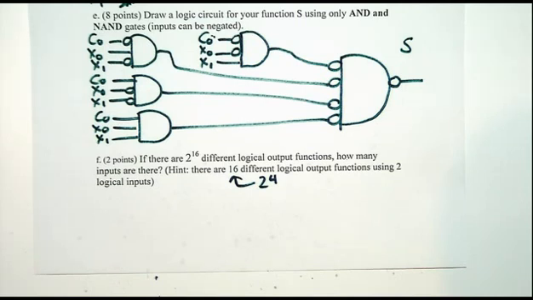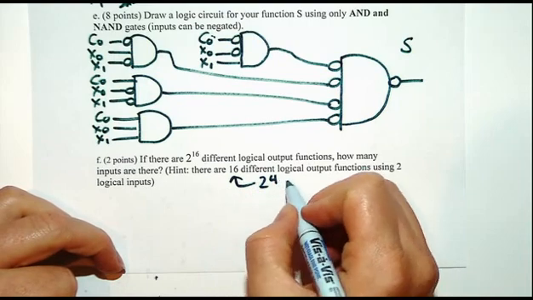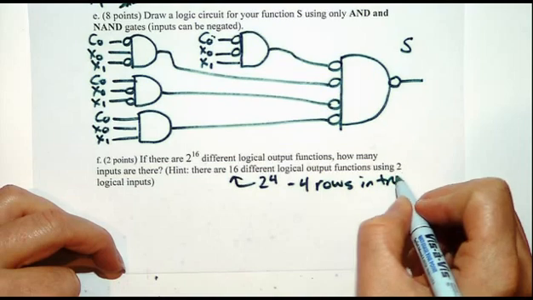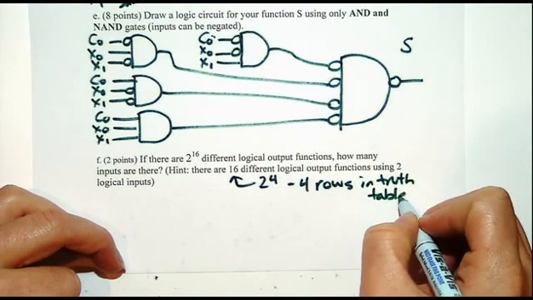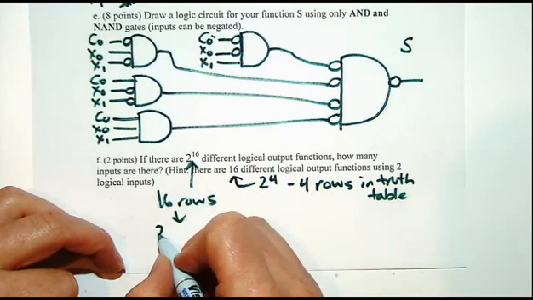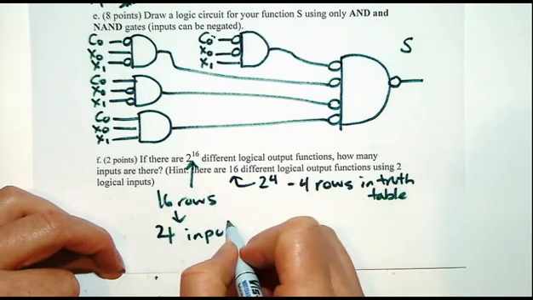So if I have 2 to the 16th possible functions, that means I have how many rows in my truth table? 16 rows. And how many inputs give me 16 rows in the truth table? 4. So this was for the hint. The hint was that I had 2 to the 4th, and there were 4 rows in the truth table. So in this case, that means there's 16 rows, which means that there are 4 inputs.